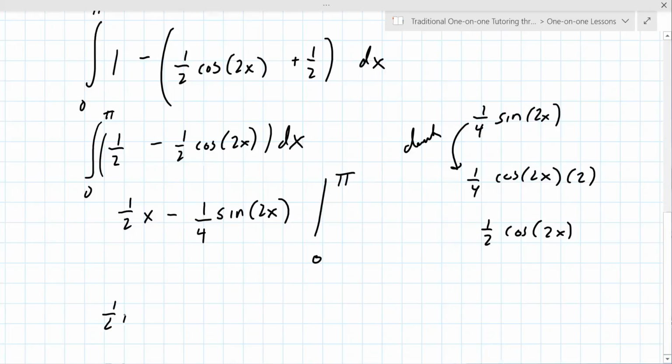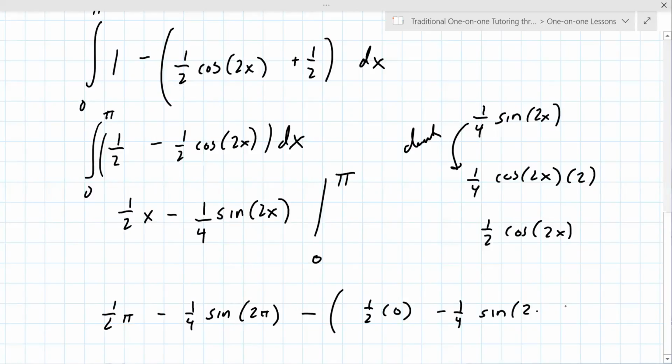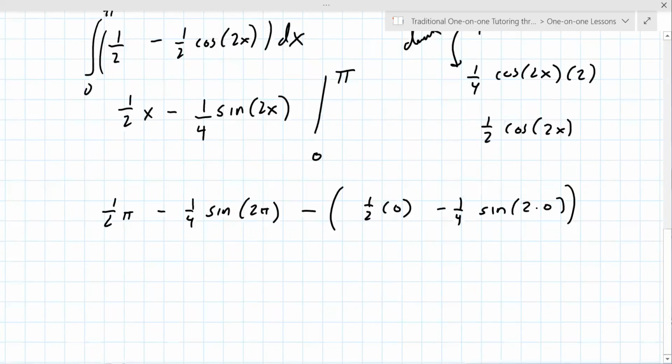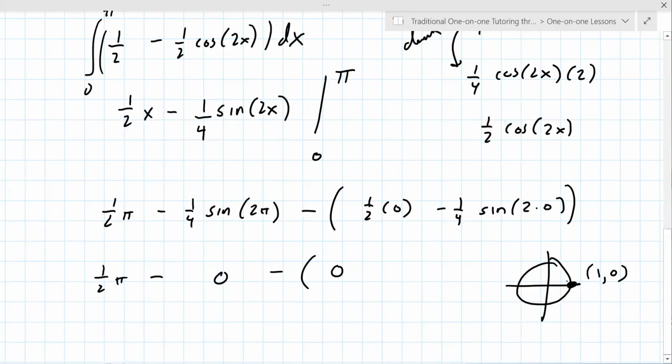So we get 1/2 pi minus 1/4 sine 2 pi, minus, 1/2 times 0 minus 1/4 sine of 2 times 0. And sine of 2 pi on your unit circle, that's all the way back where you started. The y value there is 0. So this part is 0 because sine of 2 pi is 0 multiplied by 1/4. Sine of 0 is the same thing. So a lot of zeros. So just 1/2 pi is your final answer on that one.